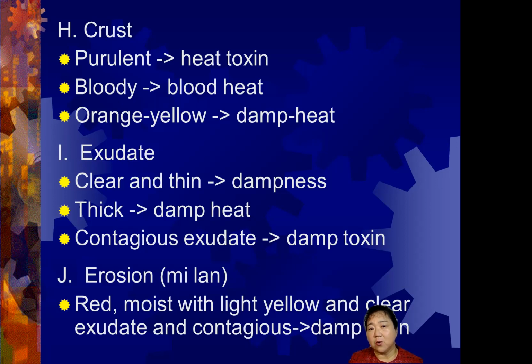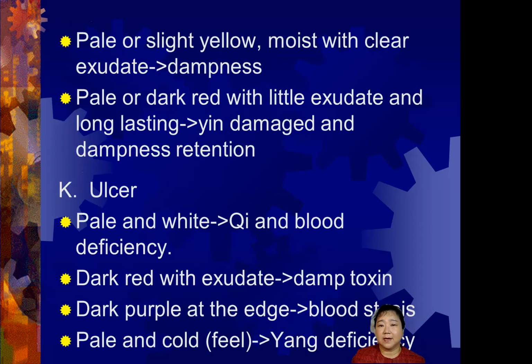Erosion, in Chinese called 糜烂, is red moist with light yellow and clear exudate, and contagious. It is caused by damp toxin. Pale or slight yellow moist with clear exudate is related to dampness. Pale or dark red with little exudate and long-lasting is due to undamaged and dampness retention.